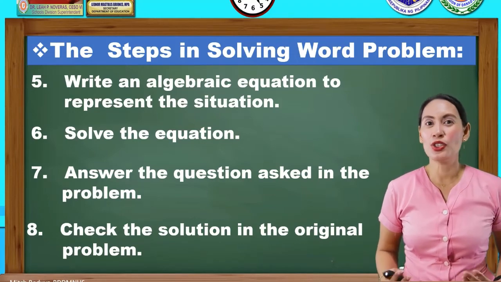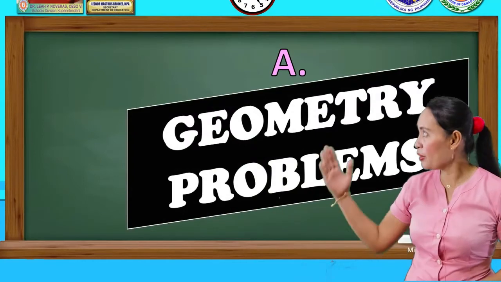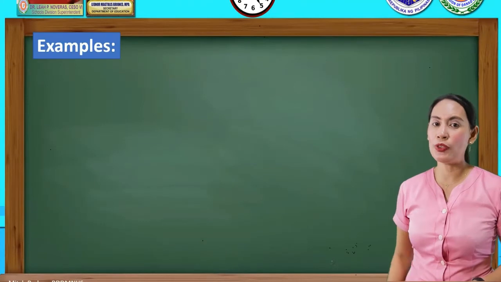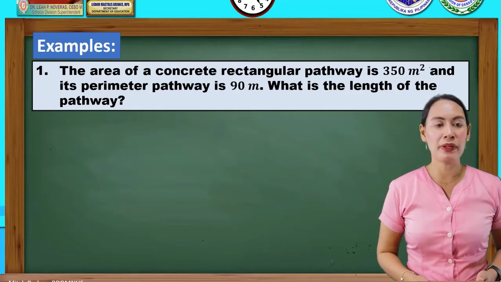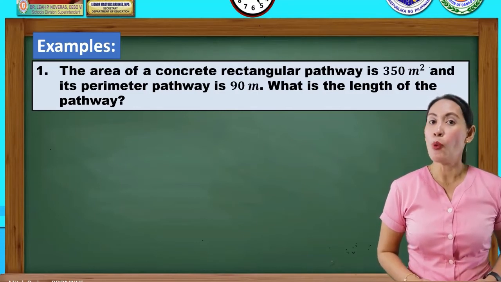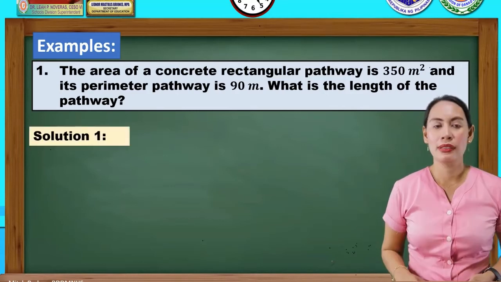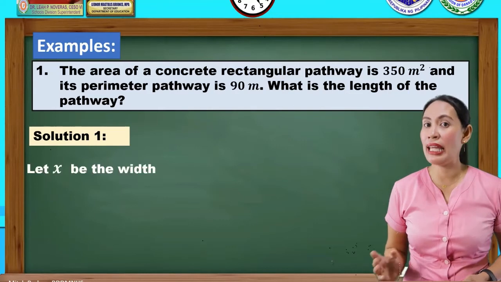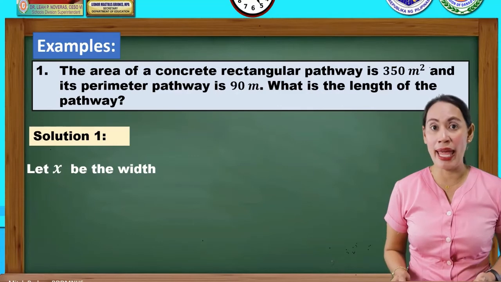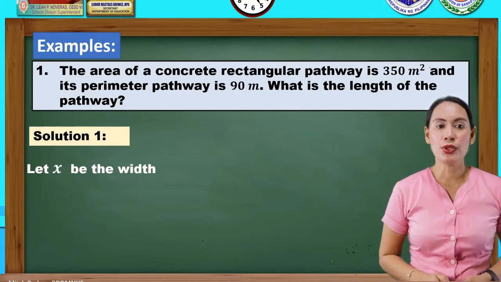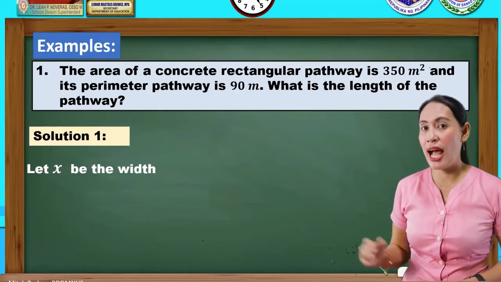So let's start solving problems involving geometry. Example number 1: the area of a concrete rectangular pathway is 350 square meters and its perimeter is 90 meters. What is the length of the pathway? Solution number 1. The unknowns here are the length and the width, and the knowns here are the area and the perimeter. So we will let x be the width and y be the length.